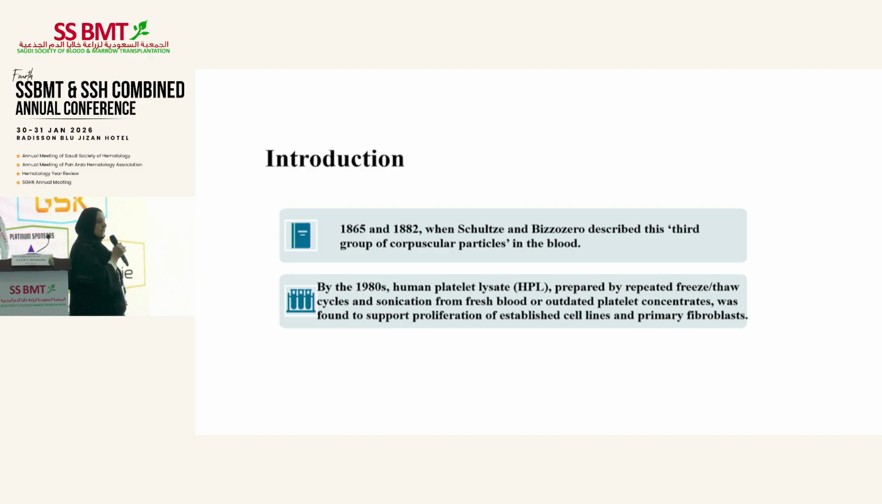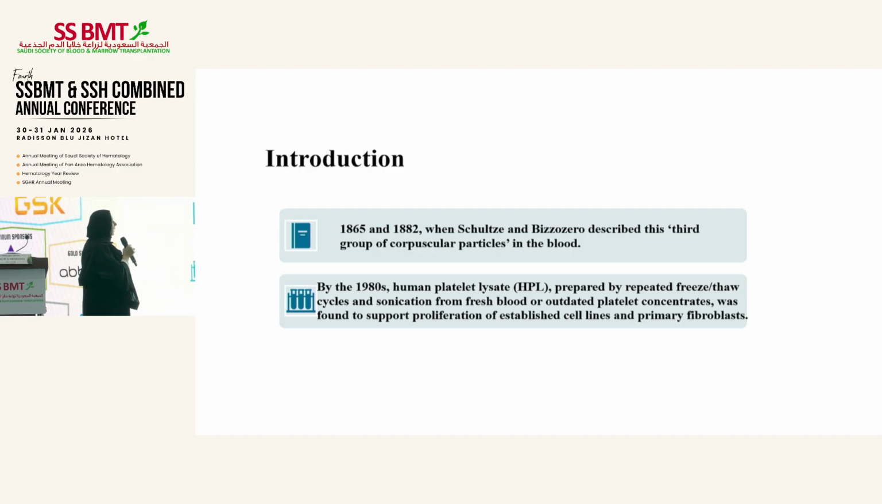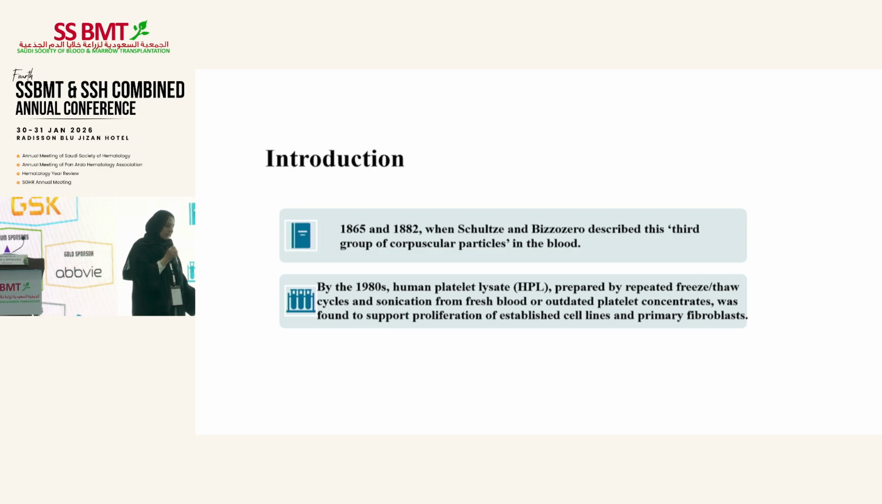History of platelets: in 1865 and in 1882, Schultze and Pizarro described this third group of corpuscular particles in the blood, the platelets. And by 1980, this century, human platelet lysate, one of the important platelet products nowadays, was prepared by repeated freeze-thaw cycles, and this was found to support proliferation, at that time, of established cell lines and primary fibroblasts.